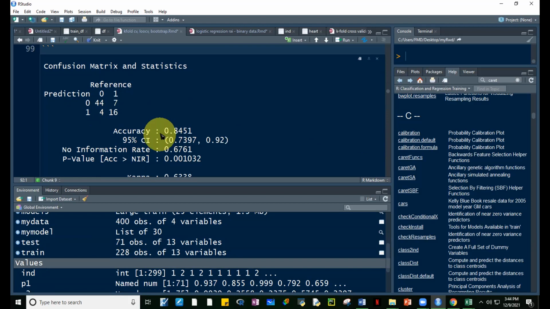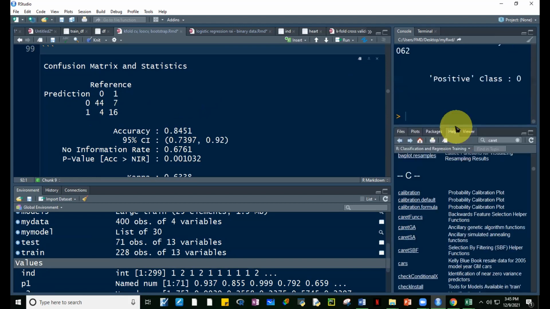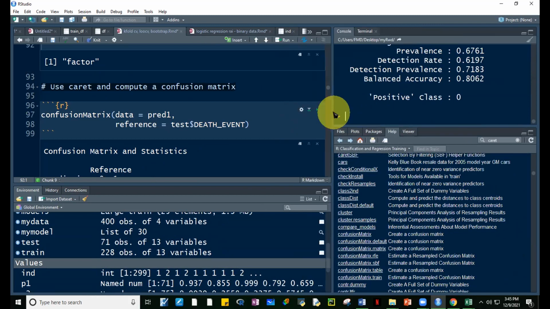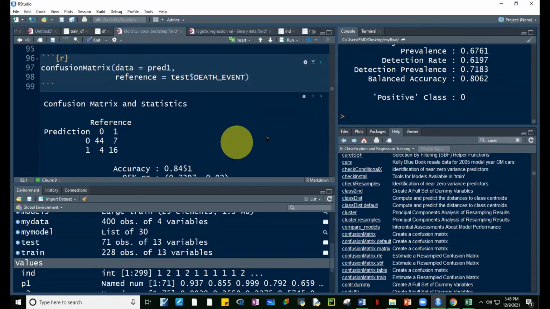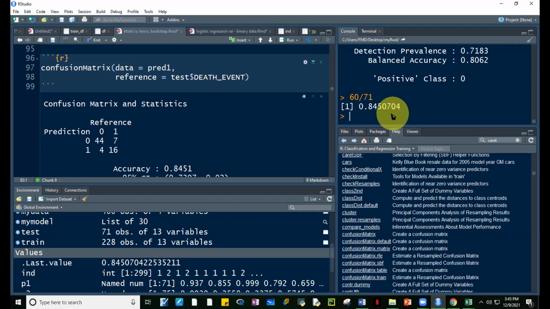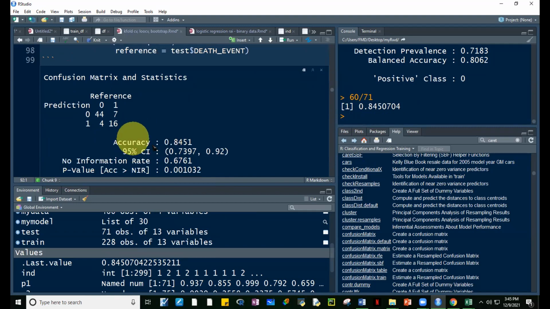Number 1, accuracy. Ano yung accuracy na to? Ito yung measure natin kanina. If you recall, guys, yung measure natin kanina, yung true values divided by the total. So what's our true values? Yung tamang prediction. 44 plus 16, di ba? So that's 60, yung correct na prediction divided by a total of 71. Okay, 71. So control enter. That's now 84.507, 84.51%. So that's now the accuracy.